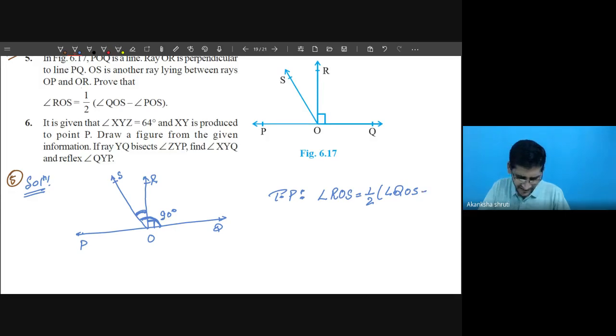Minus angle POS. Where is angle POS? POS is this angle. It means it is stated that this angle is equal to this bigger angle minus this smaller angle. Are you getting it, student? This we have to prove. So, student, it means we need to write angle ROS in terms of angle SOQ and angle ROP. In this term we have to write. Are we getting like that?